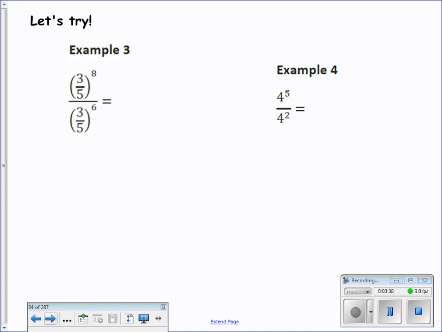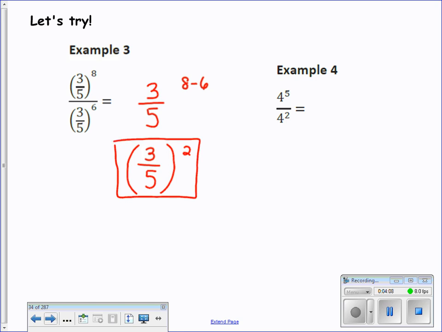When I take a look at this example we did in class, I have 3/5 raised to the 8th power divided by 3/5 raised to the 6th power. 3/5 is a like base. Keep my base. Now let us subtract the exponents. 8 minus 6 would give me 2. In this case, I have to show the parentheses. Otherwise, it just looks like that numerator is squared only. You have to put that entire base inside the parentheses.